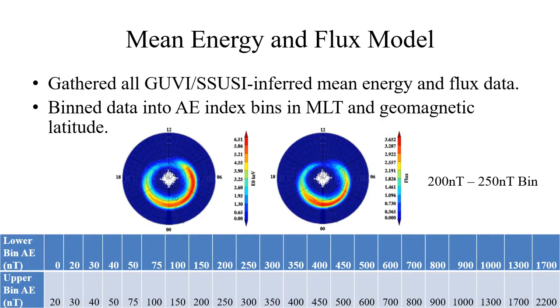So to get those mean energies and fluxes, we don't do anything particularly fancy. We've got all the data that we have from GUVI and SUSI inferred mean energies and fluxes, and we've just binned it in terms of AE index into these MLT and geomagnetic latitude grids, where the AE bins are on the bottom here. And this is just an example of the 200 nanotesla, 250 nanotesla AE bin for mean energy and flux. Generally, we get qualitatively what we would expect.